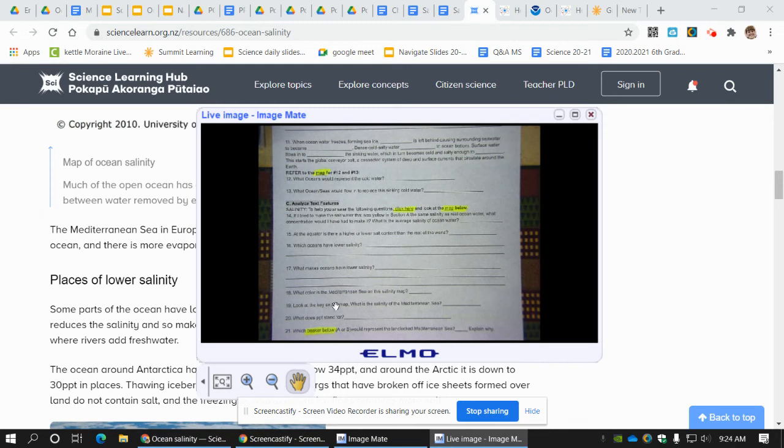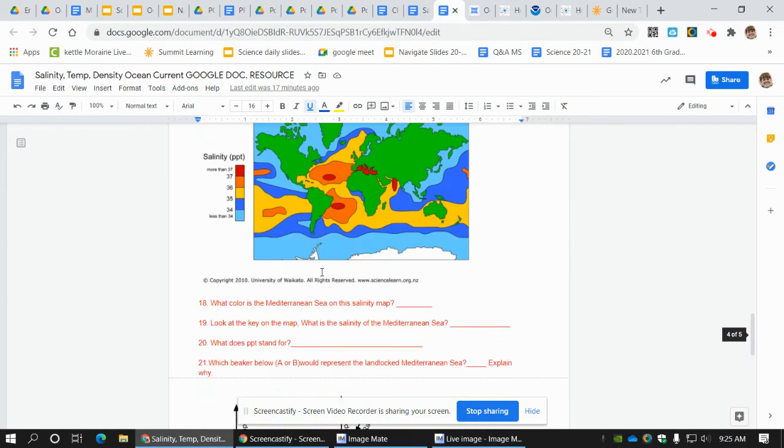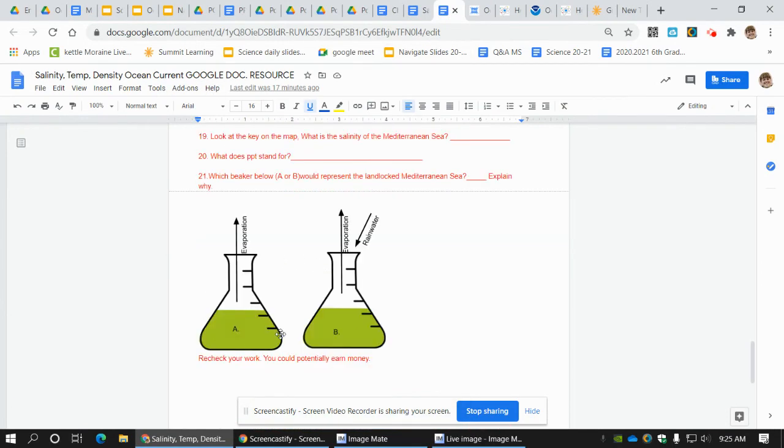And then continuing on, it says, look at the key on the maps. You're going to look at the map. It talks about what does PPT. And then it says which beaker below. And I don't see a picture of a beaker. So I continue on to my Google Doc resource. And I go down here, and here's a picture of a beaker. One has a lot of evaporation happening, and another one has a lot of evaporation happening, but there's also rainwater and fresh water being added to this beaker.